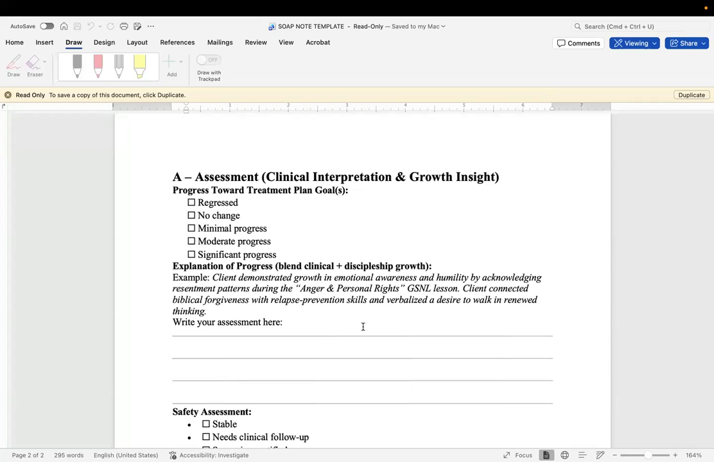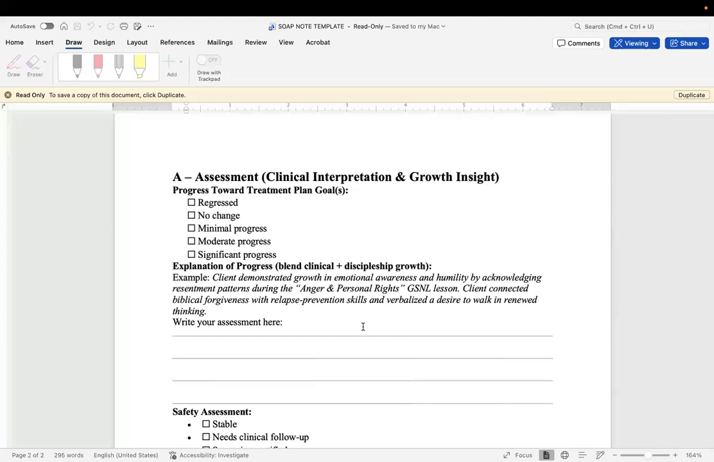Client demonstrated growth in emotional awareness and humility by acknowledging resentment patterns during the anger and personal rights. Client connected biblical forgiveness with relapse prevention skills and verbalized a desire to walk in renewed thinking. That's a whole lot of words.